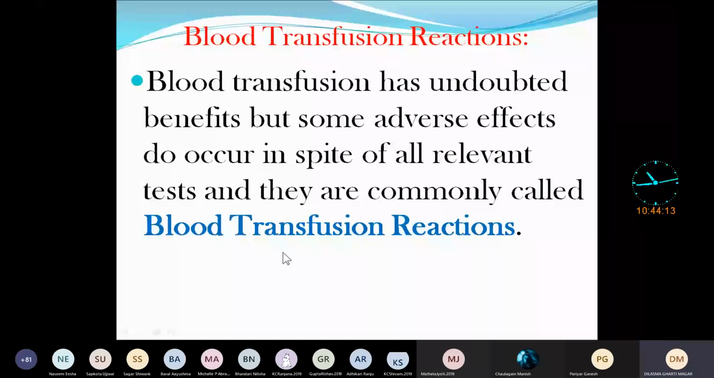Now here this sentence you see: blood transfusion has undoubted benefits, but some adverse effects do occur in spite of all relevant tests, and they are commonly called blood transfusion reactions.